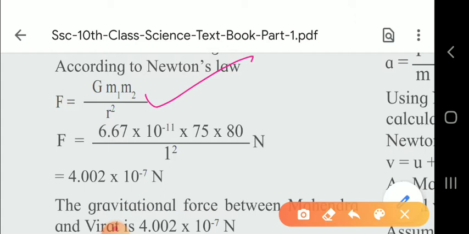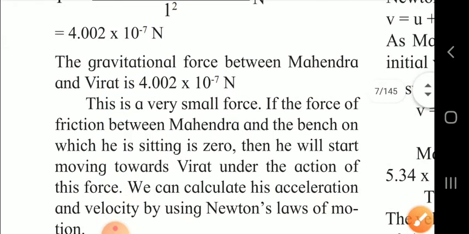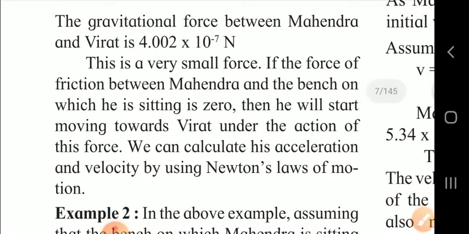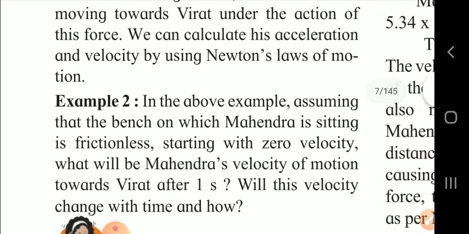And if the force of friction between Mahendra and the bench on which he is sitting becomes 0, then he will start moving towards Virat under the action of this force. So we can calculate his acceleration and velocity by using Newton's laws of motion. Acceleration you have already studied in 9th standard, 8th standard, etc. So you must be knowing. I am not going to explain it again.